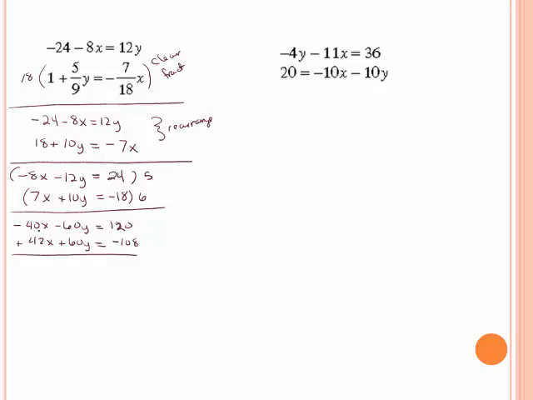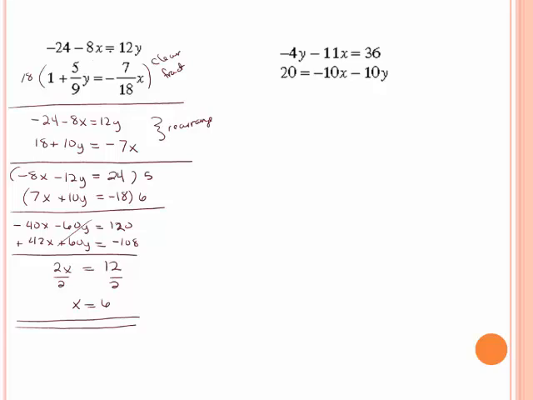Adding these together, negative 40 plus 42 is going to give me 2x. My y's will cancel. And then 120 minus 108 is going to give me 12. Divide by 2, and that will give me that x is equal to 6.